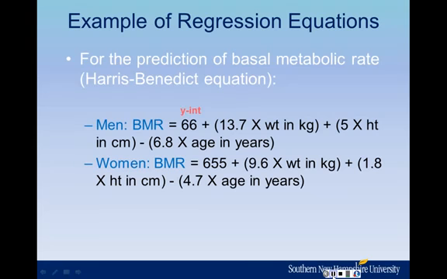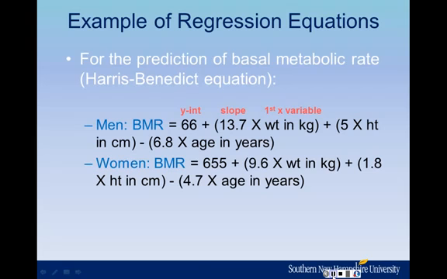So let me just show you. Let's just look at the equation for men. The 66, that's the y-intercept. The 13.7 is the slope associated with the first x variable, weight, measured in kilograms. The next x variable is height, with its slope of 5. The next x variable is age in years, with its slope a negative 6.8. So you have mx, mx, mx. You have a slope with an x variable. You have one y-intercept. All of this equals a y, in this case basal metabolic rate.